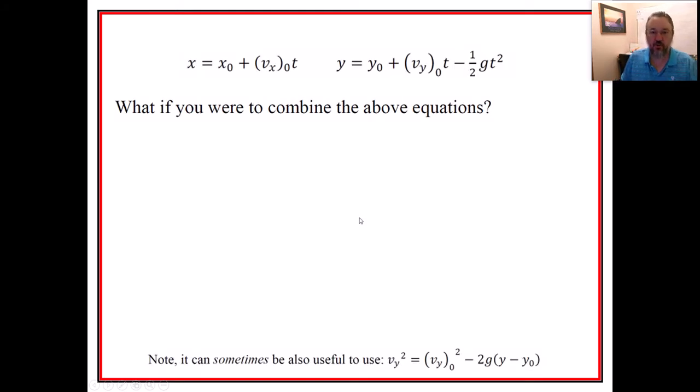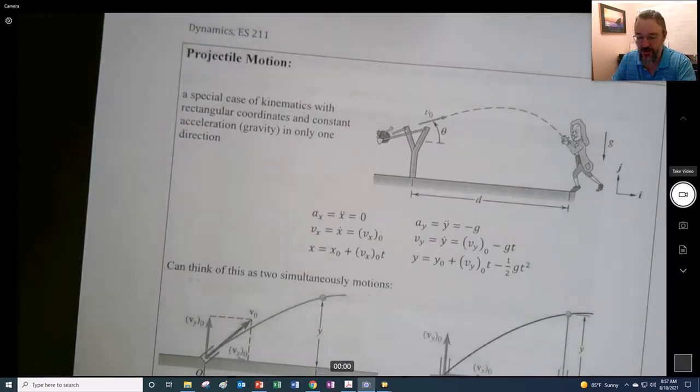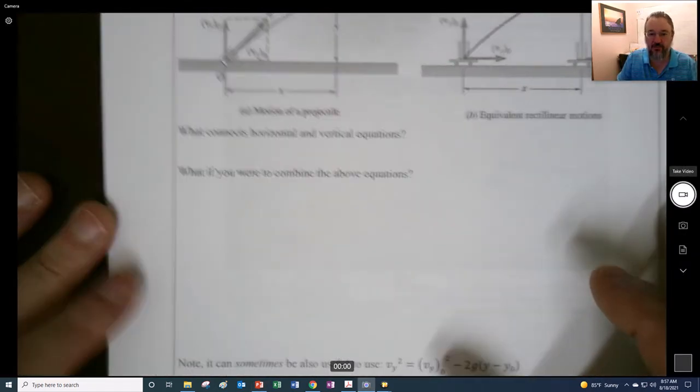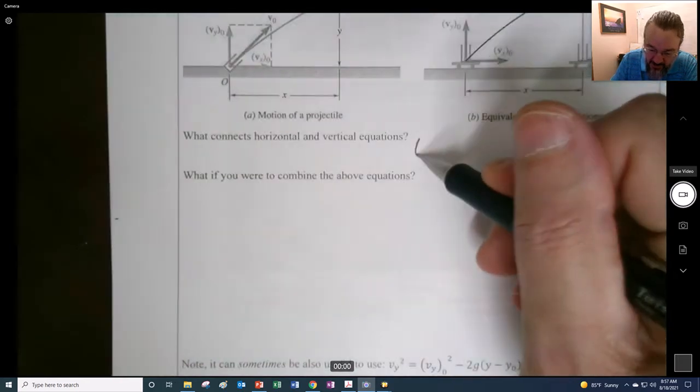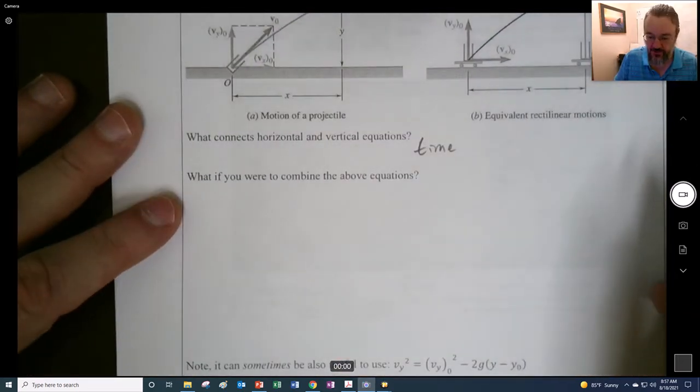I say they're independent, but they're not completely independent because they're both related by time. So time links them together. It's not just completely independent actions. Their position is dependent on time. So you might ask yourself, what does this look like if you combine the two? The answer to this is time. By the way, what connects the horizontal and vertical equations is time.